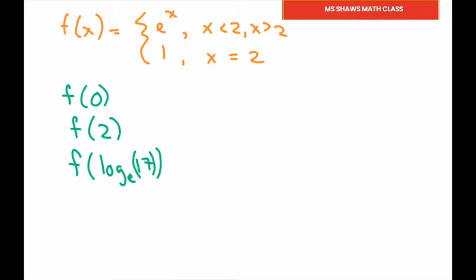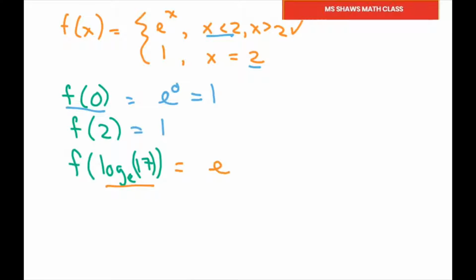Now, we have to evaluate this. So f of 0, we already did that. f of 0 belongs to this piece, so that's going to equal 1. Anything to the 0 power is 1. All right, you plug in 2, we go here, that's 1. And now for this one, we're going to plug it into the piece up here, because it doesn't equal 2.